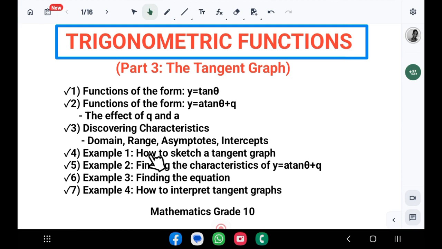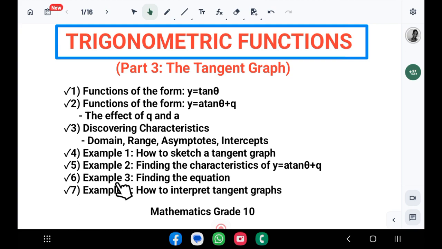Those are your characteristics. Number 4, we're going to look at example 1. And in this example, we're going to show how to sketch a tangent graph. Number 5, we're going to look at example 2. And in that, we're going to show you how you figure out what the characteristics of any type of graph that has the standard format y equals a tan theta plus q can be found. And by characteristics, we mean your domain, your range, your asymptotes, and your intercepts.